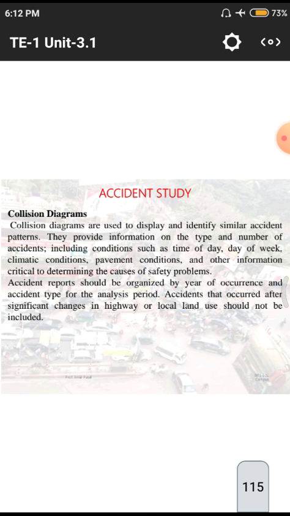Next one is the accidents that occurred after significant changes in highway or local land use should be included. That means after a particular year is over, in which we had a huge quantity of accidents, the government has to take some precautionary measures to decrease the accidents. So after 2008 or 9, we had a particular quantity of accidents, and the government took proper actions to improve the roads and the lighting.